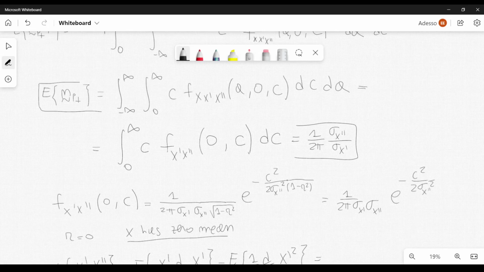In general, if r were not equal to 0, you would get also the square root of 1 minus r squared in this result. But since we know that r is equal to 0, well, there's no need to complicate things. So this is where we stop for this lecture.